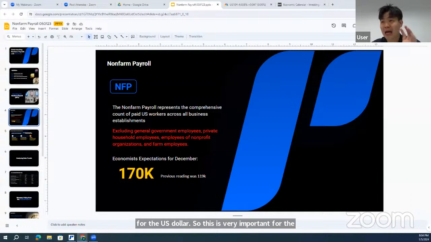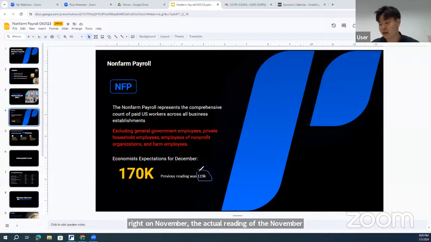So for new traders, NFP is just linked to the jobs market in the United States. Good NFP data means a good economic outlook in the US, and a good economic outlook in the US will increase the demand for the dollar. This is a very short explanation. As for this time's NFP, a lot of economists are expecting the NFP to improve because in November, the actual reading of the non-farm payroll was around 119K.